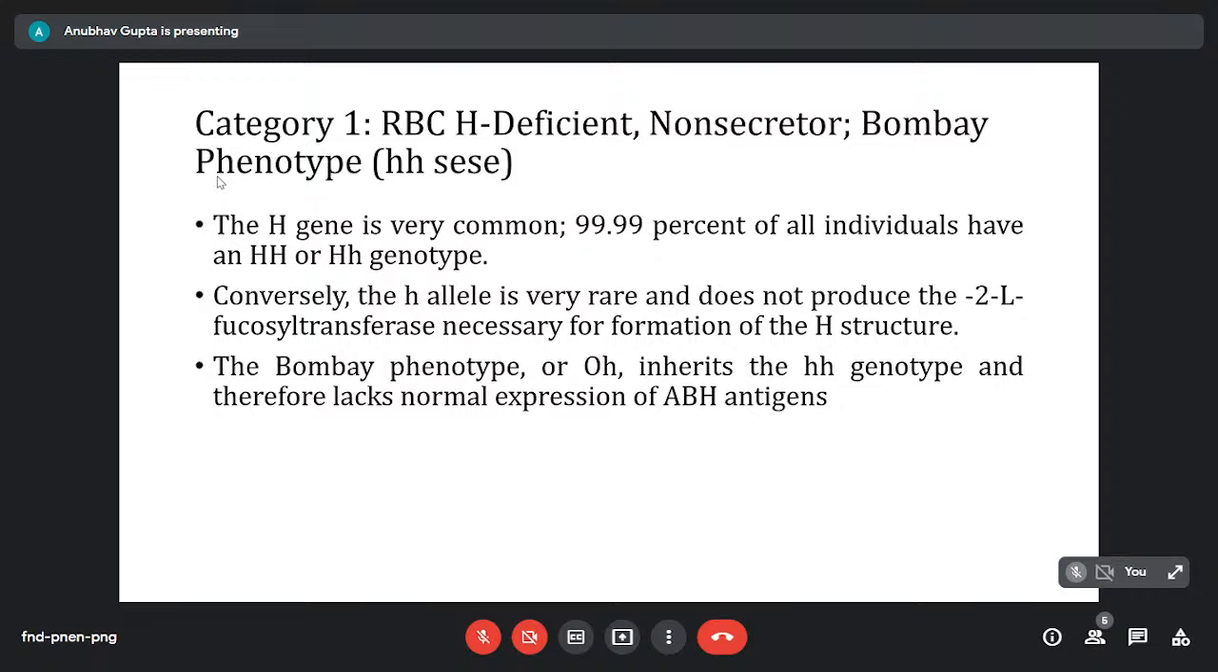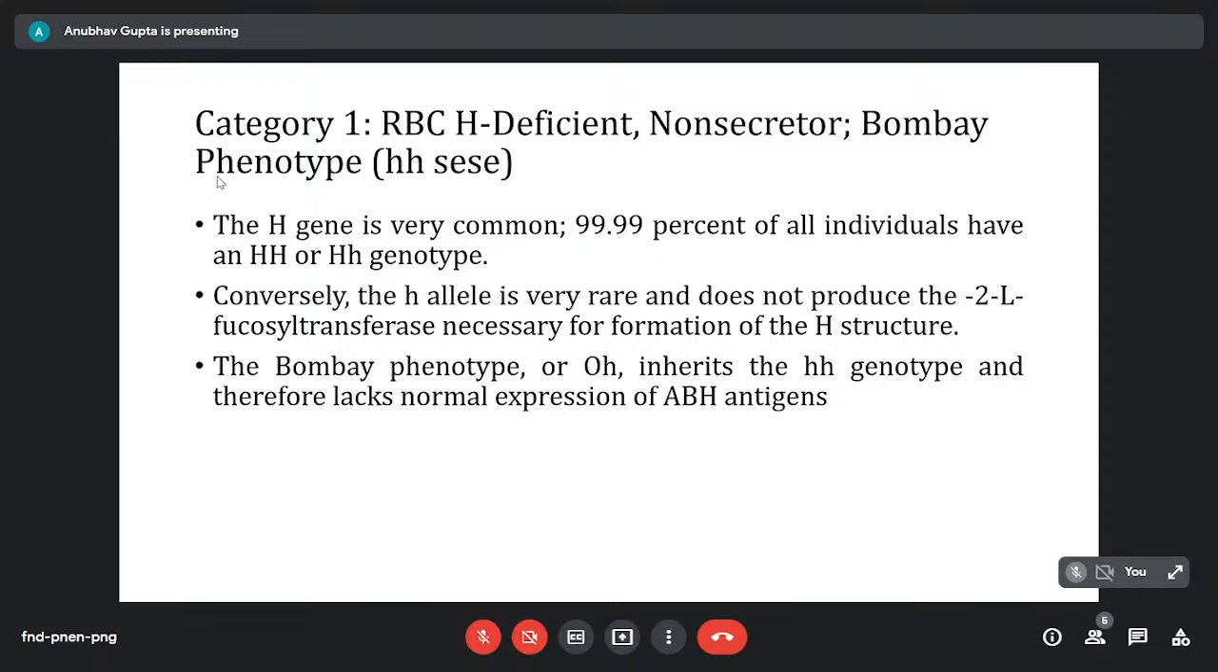The Bombay phenotype or the Oh inherits the hh genotype and therefore lacks the normal expression of the ABH antigens. You may be harboring A and B genes, but the product of those genes through the enzymes, the antigens, will be lacking, because the H substance is lacking, and on that substance A and B antigens will be lacking. But if you are doing the molecular grouping of that individual, you may say, yes, it is Bombay A positive, Bombay A group, Bombay B group.